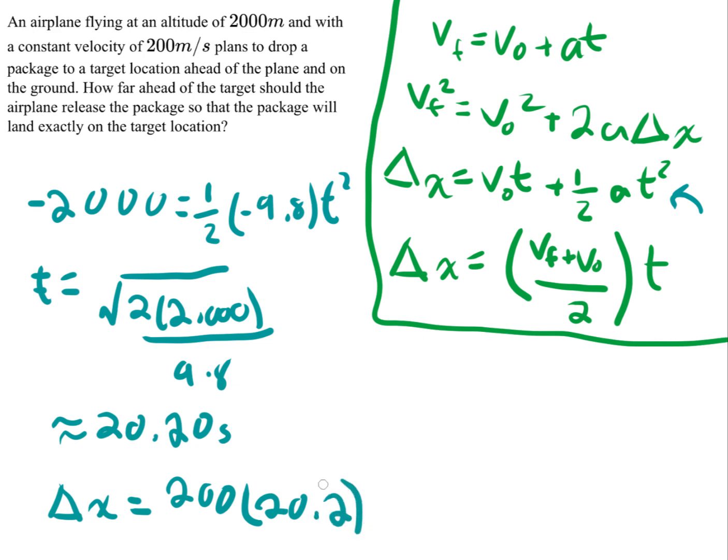And then now, if you calculate this, the range is about 4,040 meters. And then it says to land exactly on the target location. So it should be 4,040 meters away for it to land directly on the target. And that is the answer.